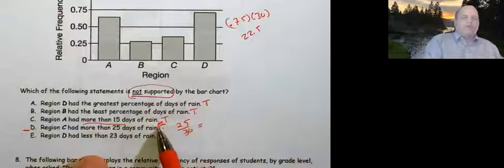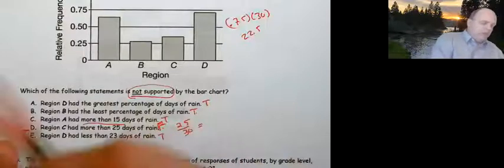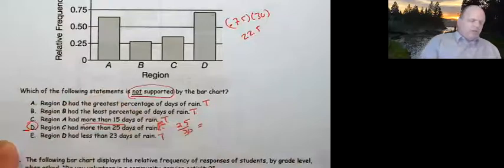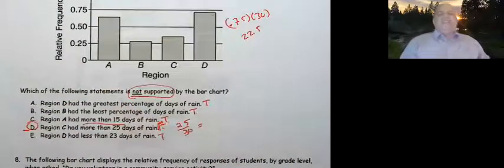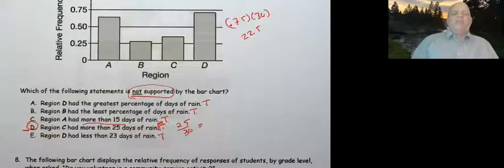So not supported, true, true, true. The only one that was false or different was C. So C is my answer. Region C did not have more than 25 days. All right. Number 8.